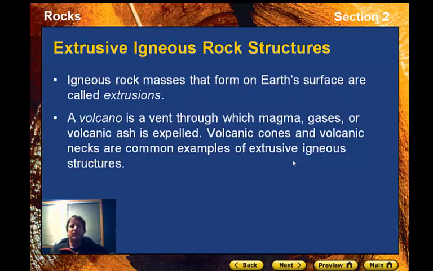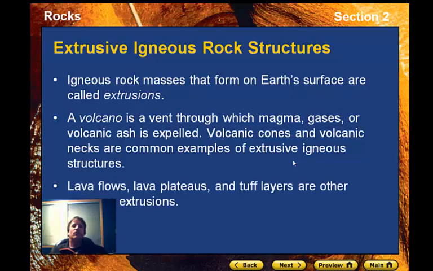Remember though, when I think of a volcano, I always think of the mountain that comes up in the cone. Not all volcanoes are that way. If there's a crack in the ground and magma and gas is coming out, then that is a volcano. Lava flows, lava plateaus, and tuff layers are all common extrusions. Pretty common around those, especially around the highly volcanic areas.